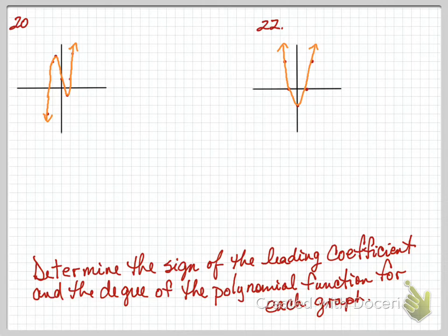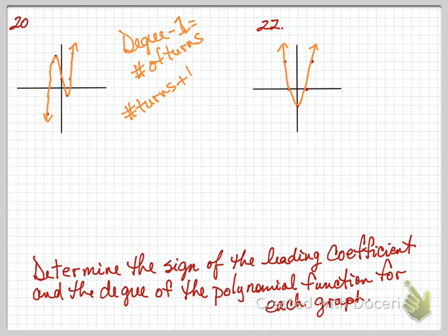Okay, number 20 and 22 says determine the sign of the leading coefficient and the degree of the polynomial function for each graph. Now, it says on here, well, we were told that the degree minus 1 equals our number of turns. Right? Okay, so if I know my number of turns and then I add 1 to it, so number of turns plus 1 equals my degree, right?